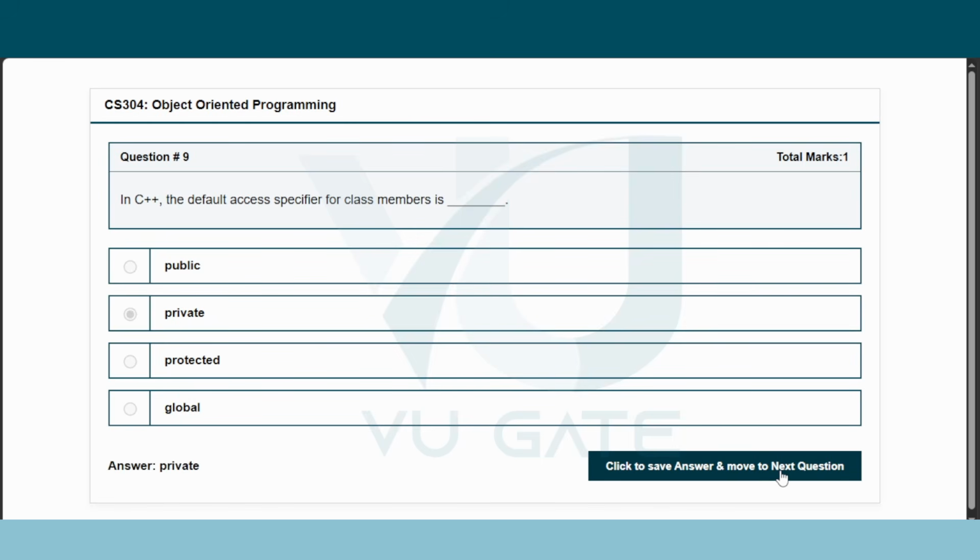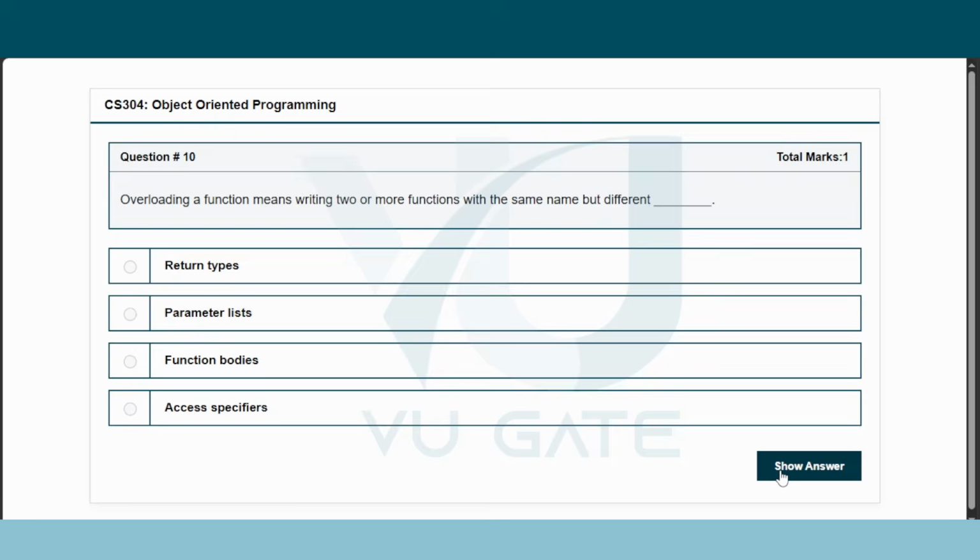Here is question number 10. Overloading a function means writing two or more functions with the same name but different blank. The correct answer is parameter lists. Moving on to question 11. Which of the following features cannot be inherited from a base class? The correct answer is constructor.